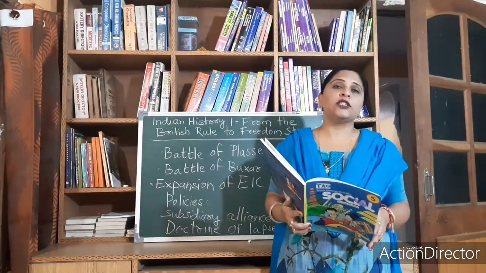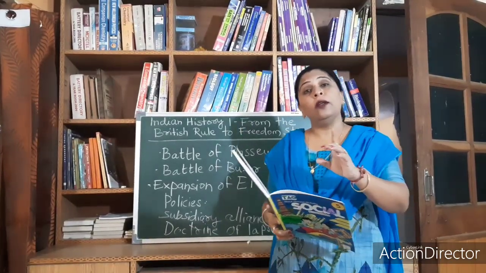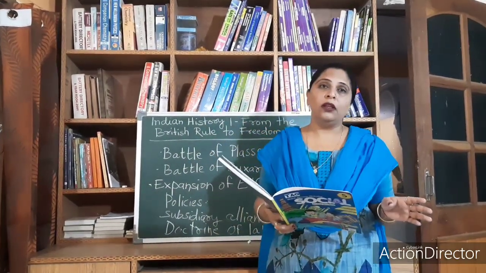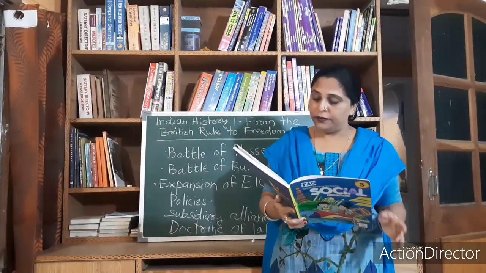But Rani Lakshmi Bai did not obey. She did not give up to this doctrine of lapse, and she said that she would not give her Jhansi to anyone, to foreigners. She fought very fiercely with the British, and she died fighting bravely. And after her death, the British annexed Jhansi.